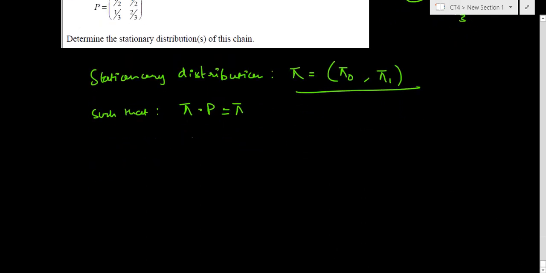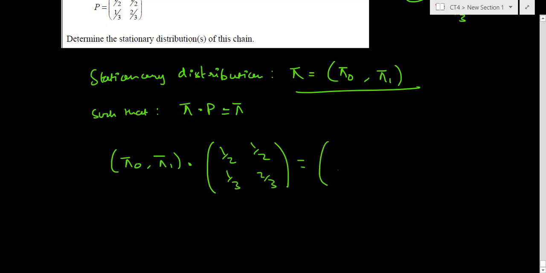So I need pi P equal to pi, so that would become pi 0 comma pi 1 times P. P is 1/2, 1/3, 2/3. And this should return the same thing, that is pi again. So if this transitions from one time to the next time, it should return the same distribution, that is pi 0 comma pi 1. Now this will give us a few equations.